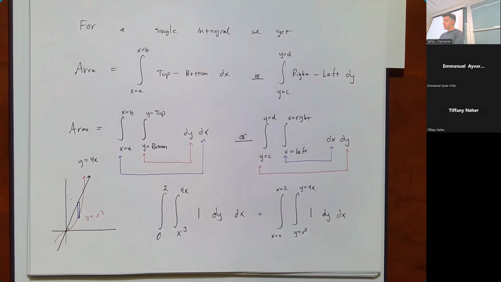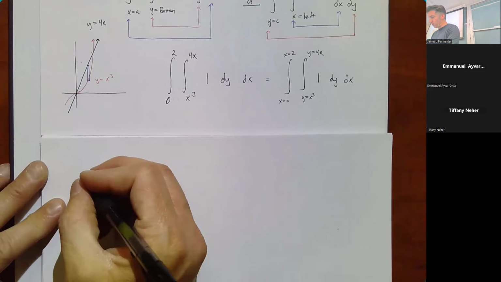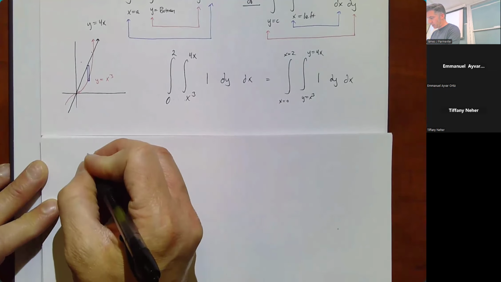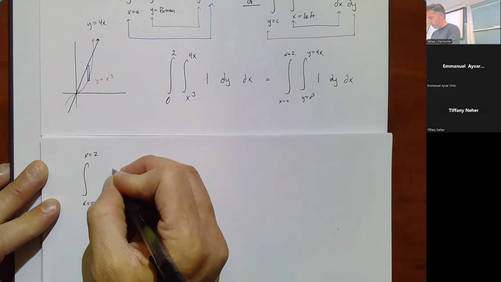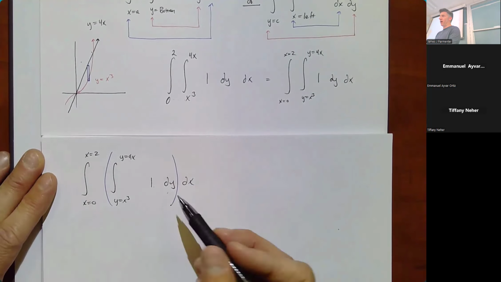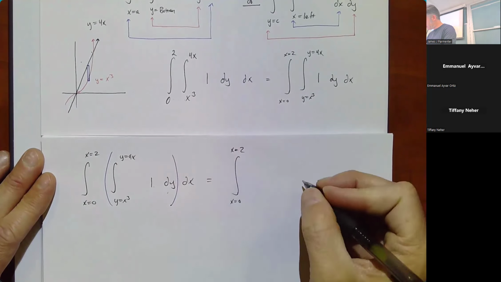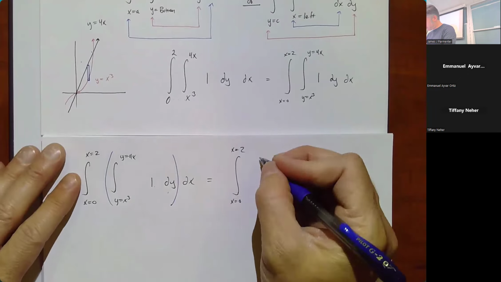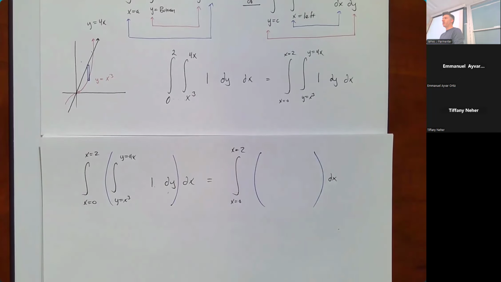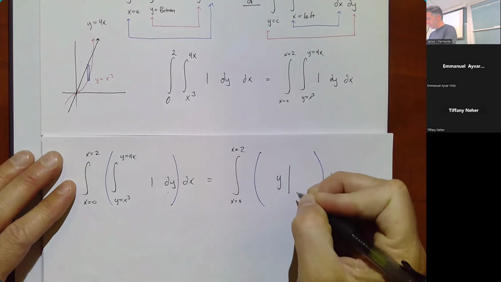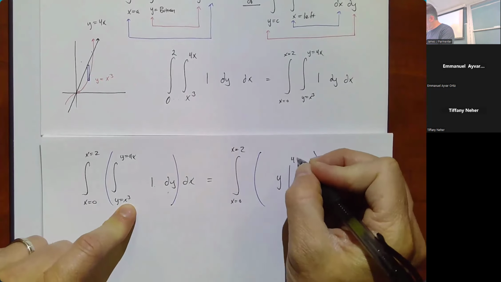When we integrate this, well, we always work from the inside out. So I do the integral from x equals 0 to x equals 2, and then the integral from y equals x cubed to y equals 4x of 1 dy dx. Well, if we're working from the inside out, I put parentheses around the inside thing. And then, great, what's the antiderivative of 1 with respect to y? Well, writing the outside stuff still, the integral of 1 is y. You're going to get y evaluated from y equals x cubed to y equals 4x.